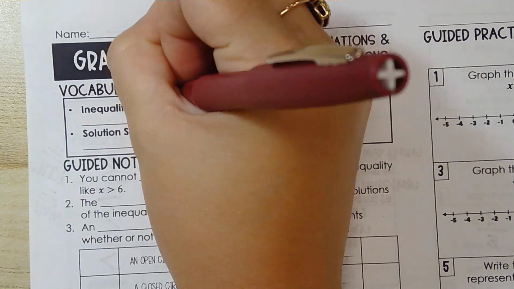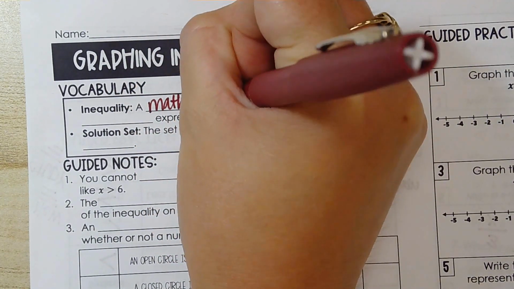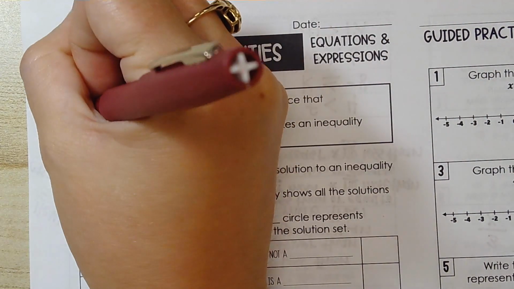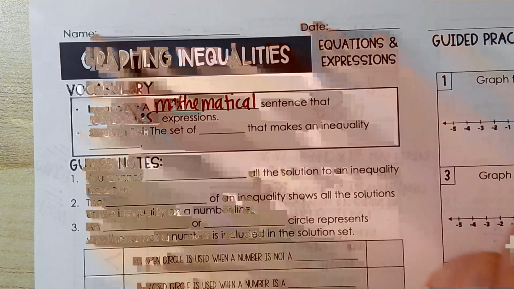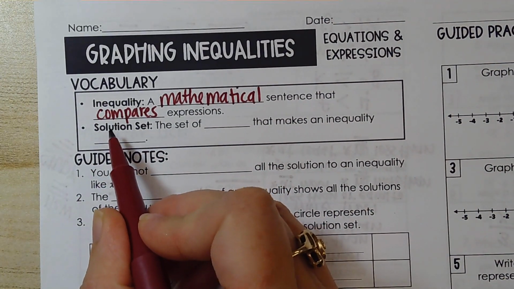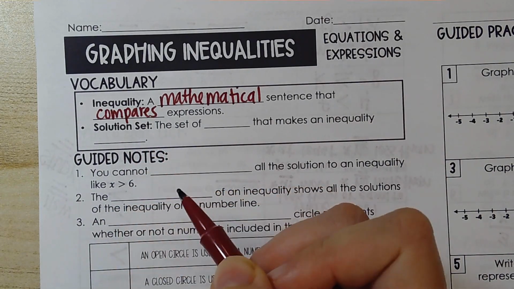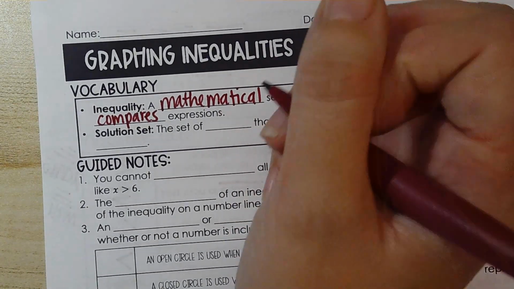So a mathematical sentence that compares expressions. Now this is bringing in yesterday's lesson. We talked about a solution. Solution means it's an answer. Solution means it's a possible answer choice, okay, when it says solution set.